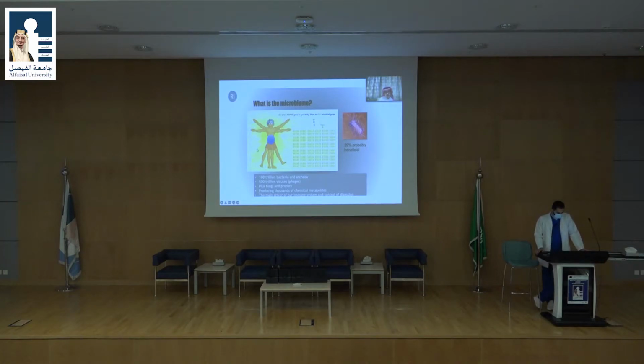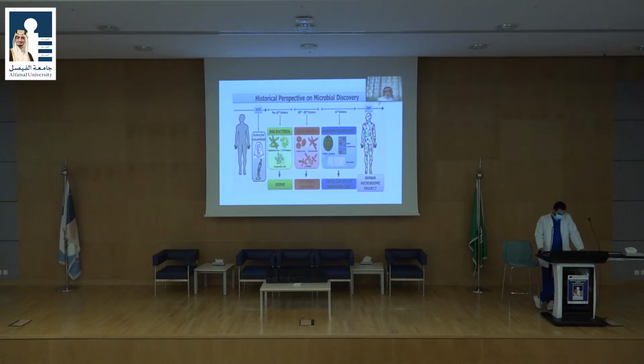It consists of 100 trillion bacteria and archaea, 500 trillion viruses, plus fungi, and so on. It produces thousands of chemical metabolites, and it forms the main driver of our immune system and control of digestion. So that's a brief summary of what the human microbiome is. How is it studied?